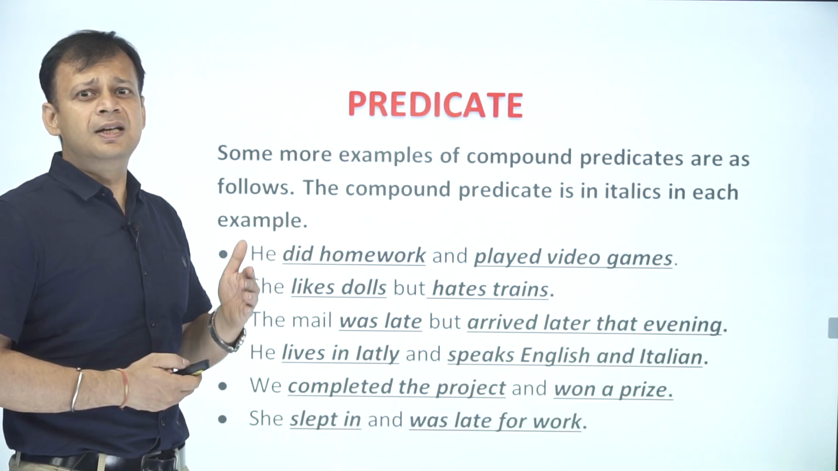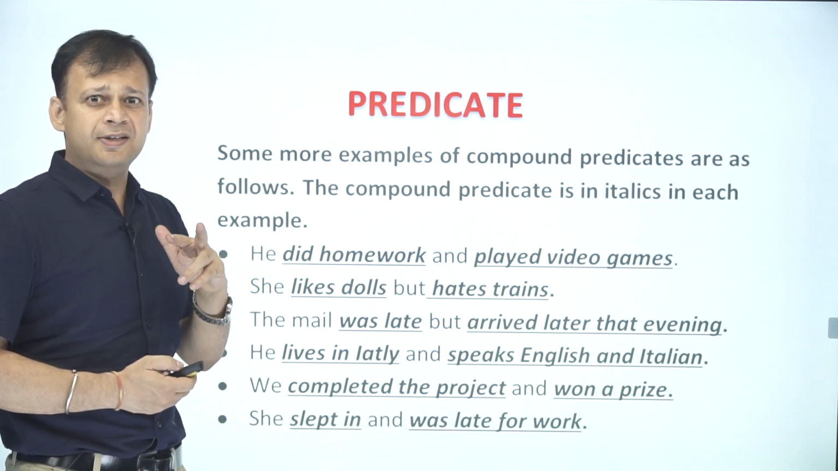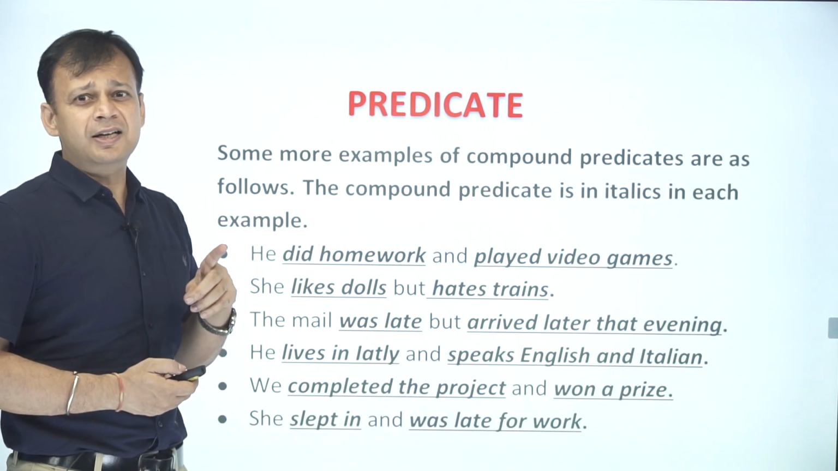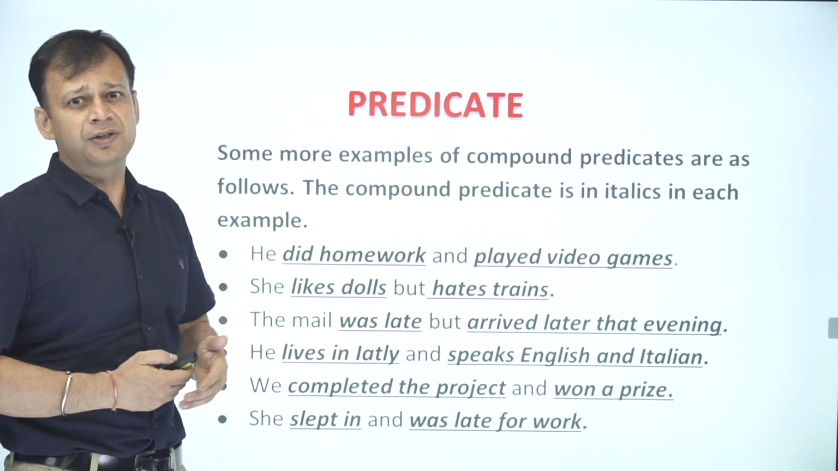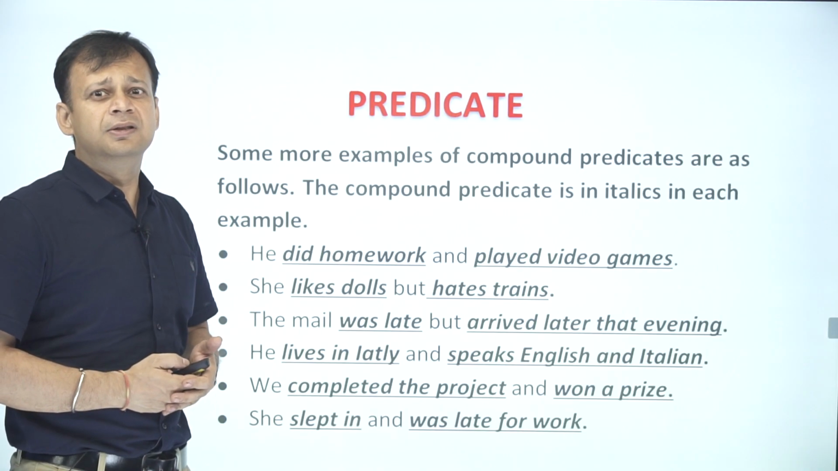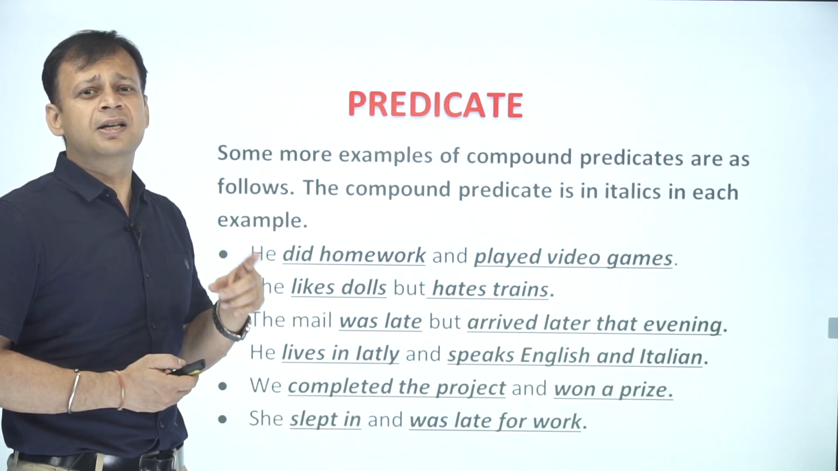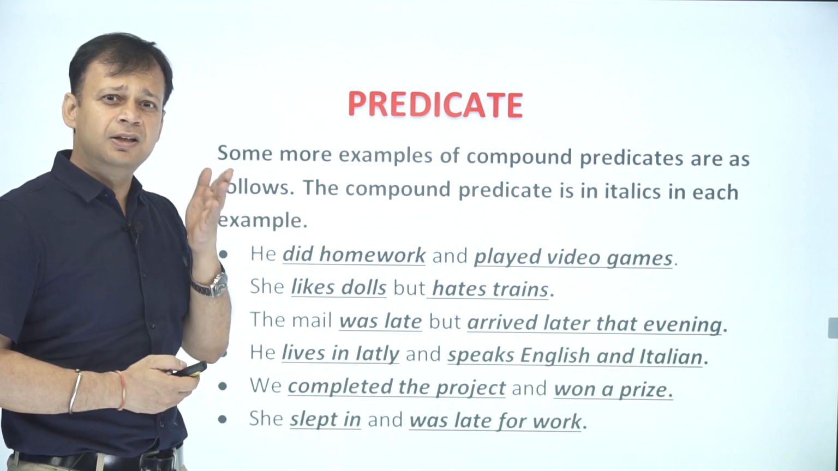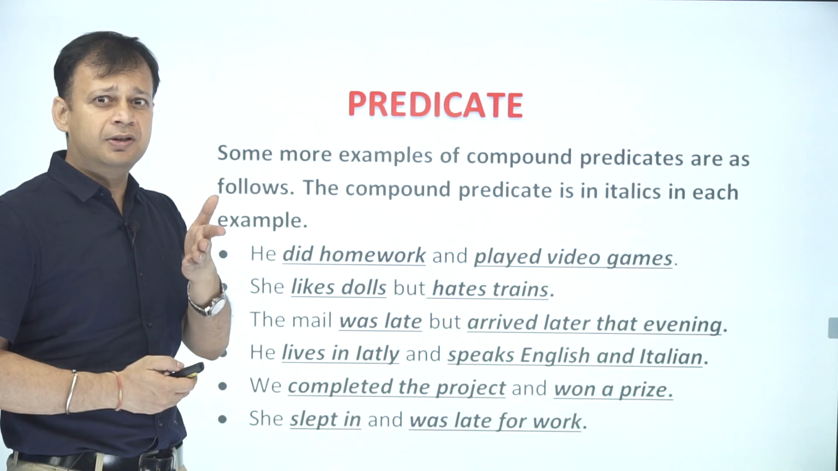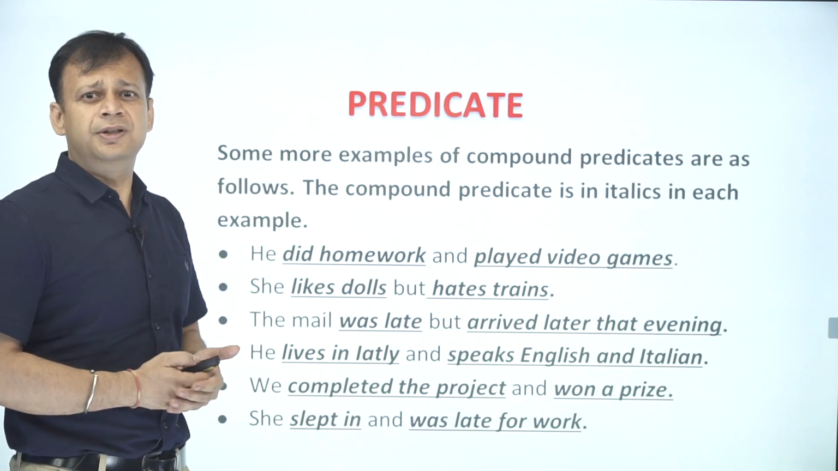The mail was late but arrived later that evening. So the mail was late, first point, but arrived later that evening. Additional information, which is a contrasting piece of information, becomes the compound predicate. He lives in Italy and speaks English and Italian. So he is the person who is common for both the events over here. Lives in Italy plus he speaks English and Italian. So that becomes the compound predicate over here.